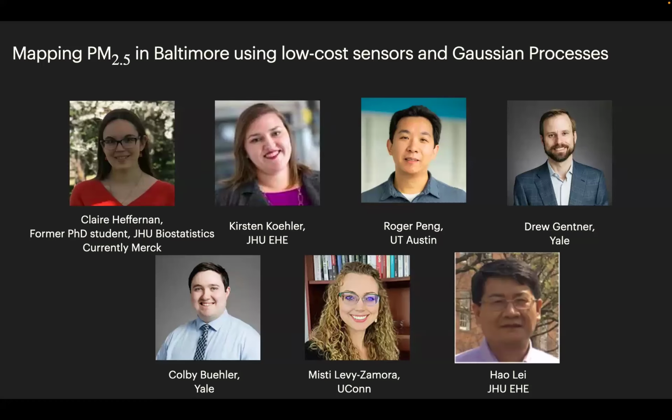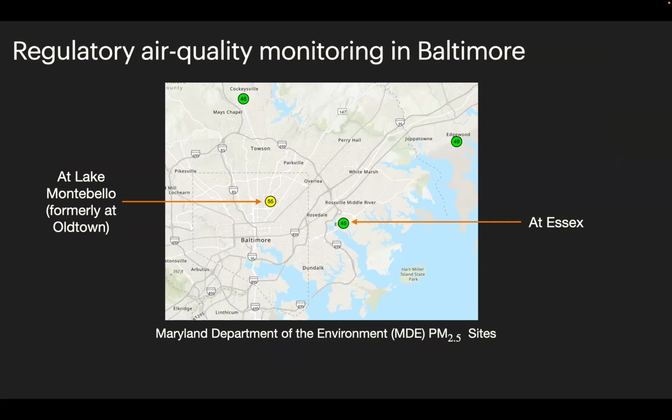So the air pollution mapping in Baltimore, as I said, is a long-running project with many collaborators. I'd like to highlight Claire, who was my PhD student and led much of the work, and Kirsten, my main collaborator at Hopkins in environmental health and engineering. The motivation for the work stems from this picture. This is a typical picture you'll get if you go to airnow.gov, type the zip code for any neighborhood in Baltimore and pull up the map.